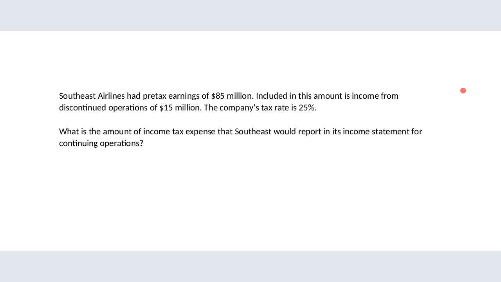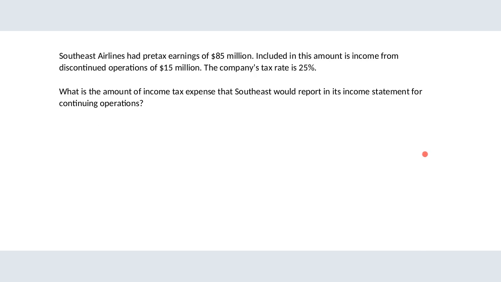Okay, next. Southeast Airlines had pre-tax earnings of 85 million. So this is their book earnings. Included in this amount is income from, remember this? Don't tell me you forgot about discontinued operations. And the company tax rate is 25%. What is the amount of income tax expense that Southeast would report in its income statement for continuing operations? They're telling us that the discontinued operations are included in our pre-tax earnings.